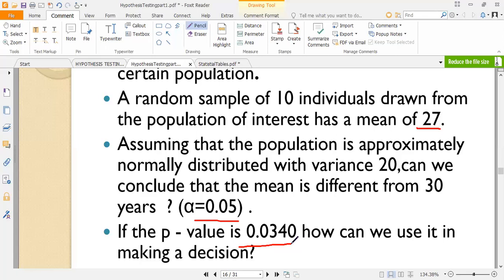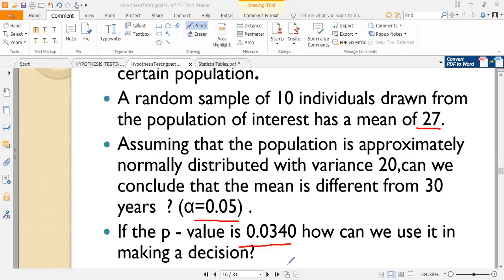Our alpha is 0.05 and our p-value is 0.0340. Do we reject or do we fail to reject? We are rejecting. Why are we rejecting? Because our p-value is less than alpha. Yes, your first answer is correct. We reject because our p-value is less than the alpha.